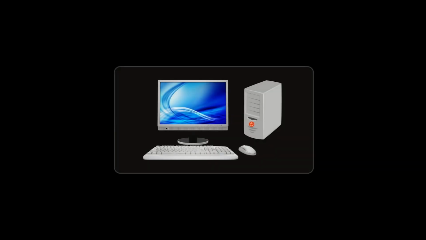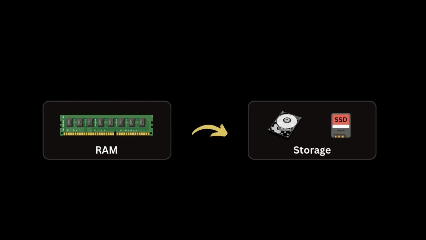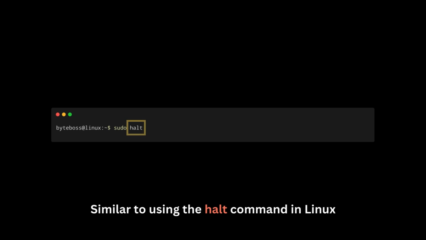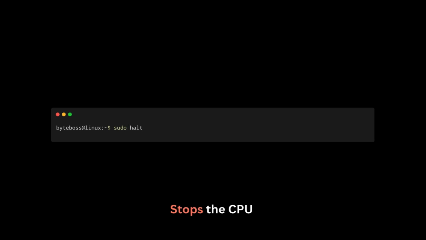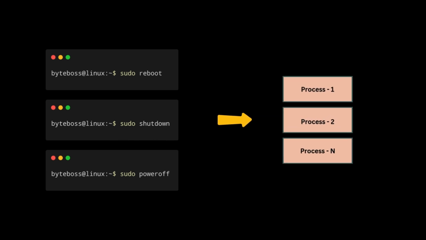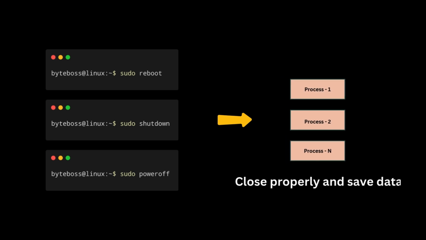When you power off your computer by pressing the power button, the system doesn't have time to save data from memory to storage, like a hard drive or SSD. This increases the risk of losing unsaved work. It's similar to using the halt command in Linux, which immediately stops the CPU without shutting down safely. To avoid this, it's better to use commands like reboot, shutdown, or poweroff. These commands send signals to all running processes, giving them time to close properly and save data.